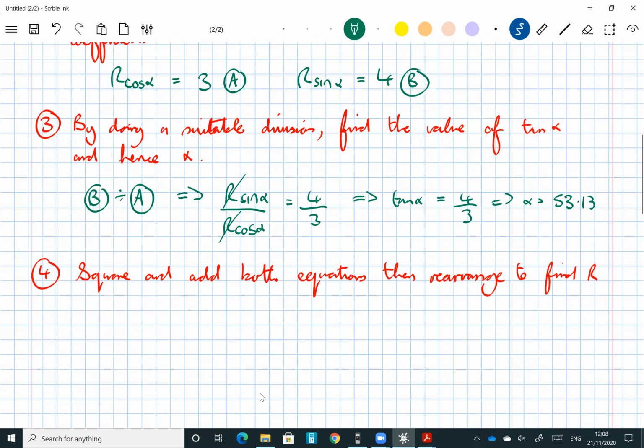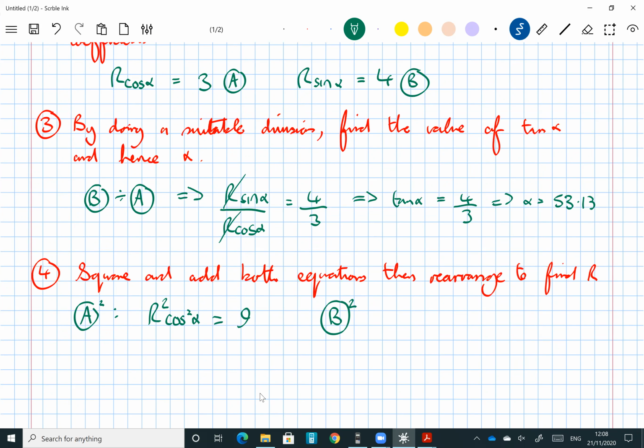So equation A was r cos alpha equals 3. So equation A squared is r squared cos squared alpha equals 9. And equation B squared is r squared sine squared alpha equals 16.